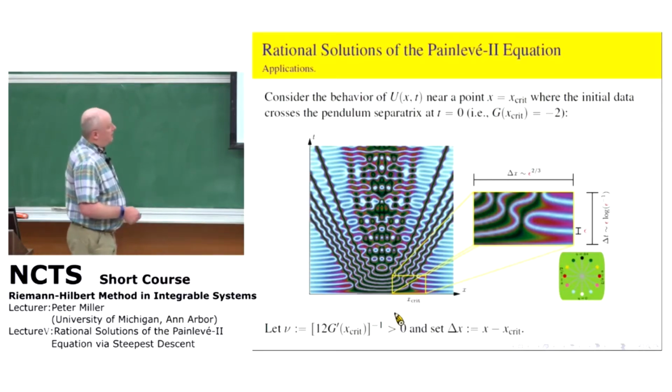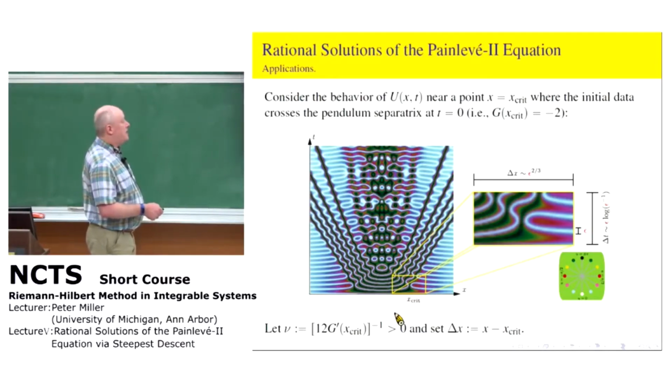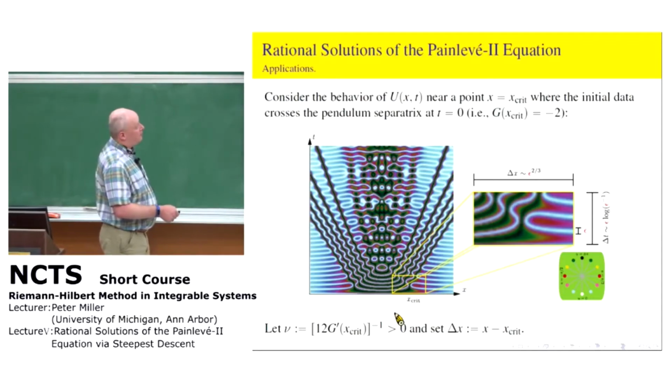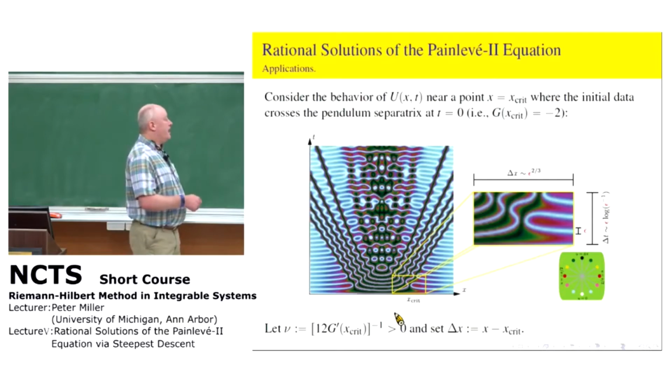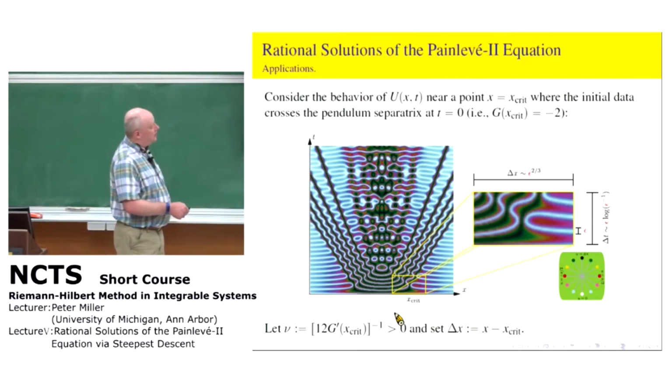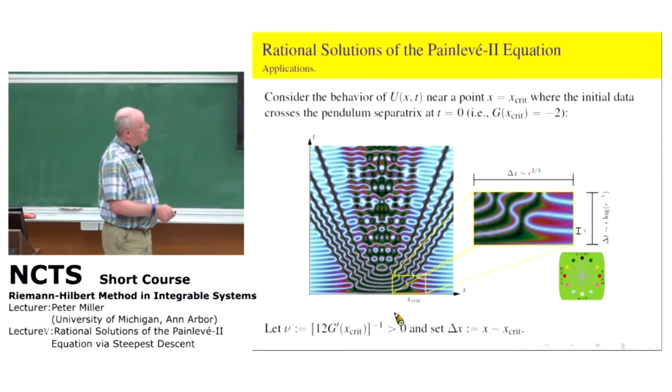Anyway, what makes the picture come out in this way turns out to be the fact that we are crossing with this function g, the pendulum separatrix, in a transversal fashion. And that means that if we take the derivative of g and evaluate it at this point x critical, that's not 0. So we can divide and multiply by 12 and get a number that's positive, as it happens. We'll call that number nu, and we can just do everything in terms of this constant nu. Delta x will just be the distance from this point, x critical.